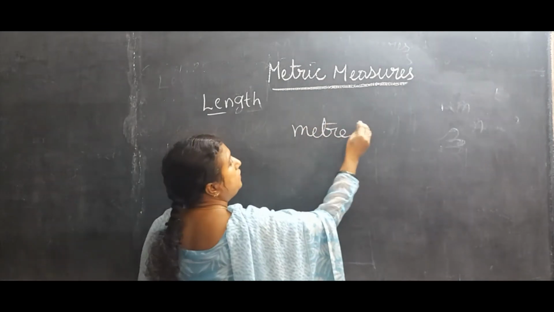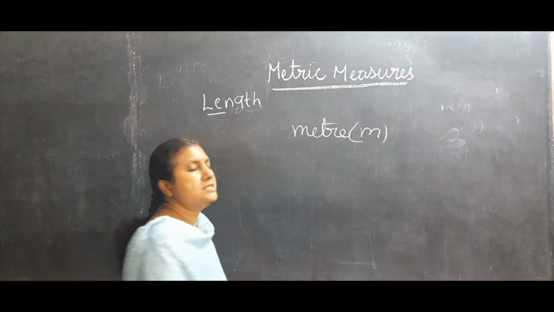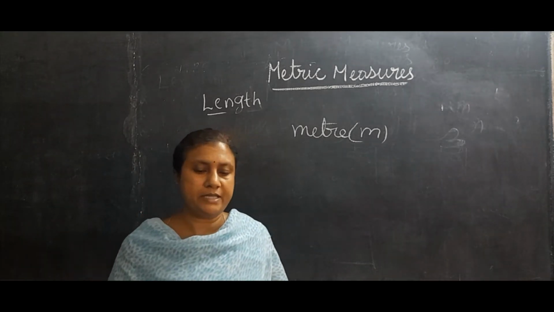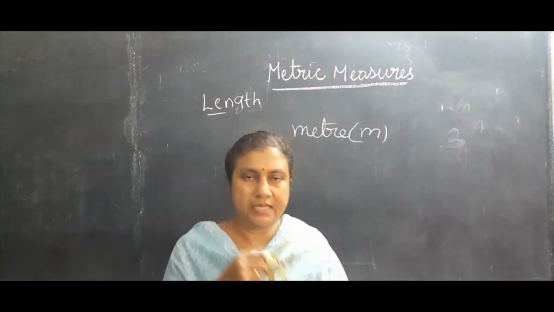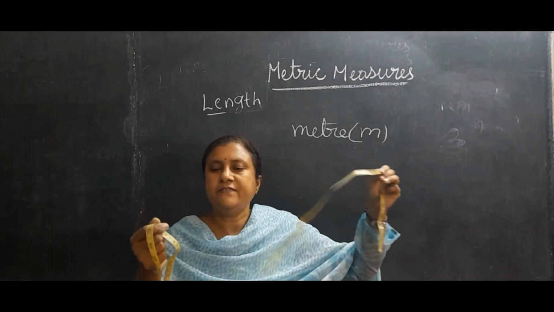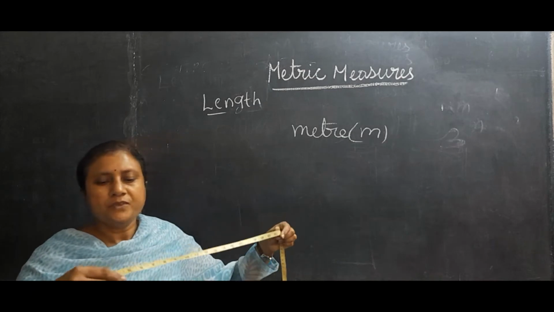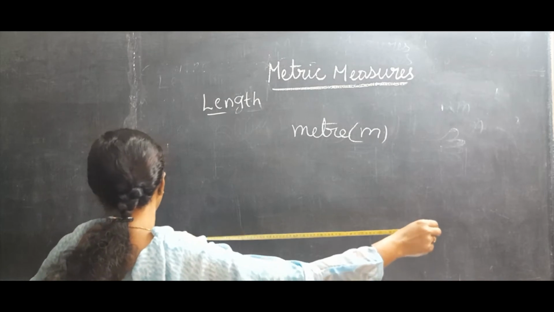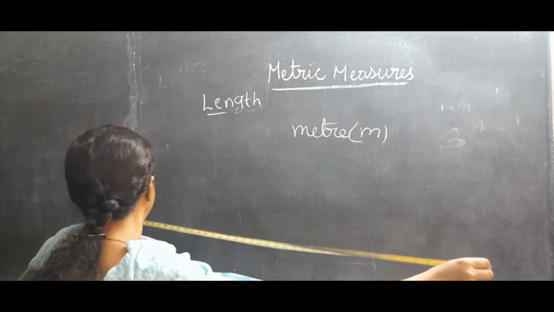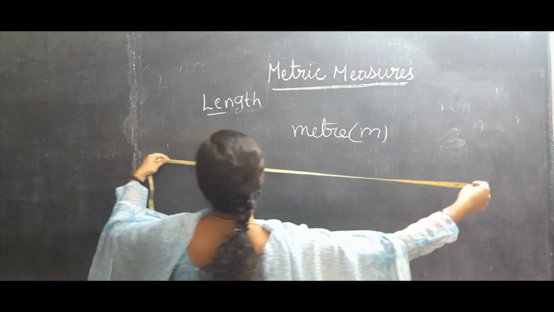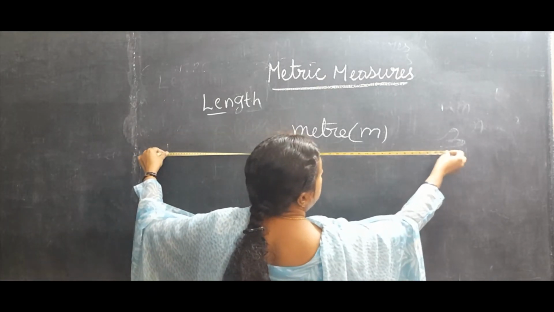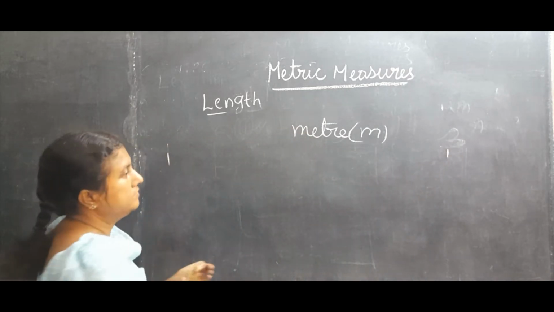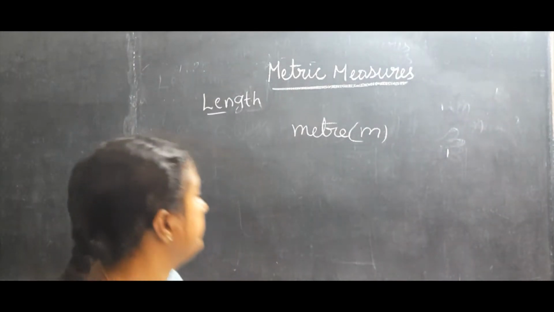The short form is small m. Tailors, carpenters use measuring tape to measure length in meters. See, this is the measuring tape. With this measuring tape, I will show you 1 meter length. See, this one is. This is 1 meter length.